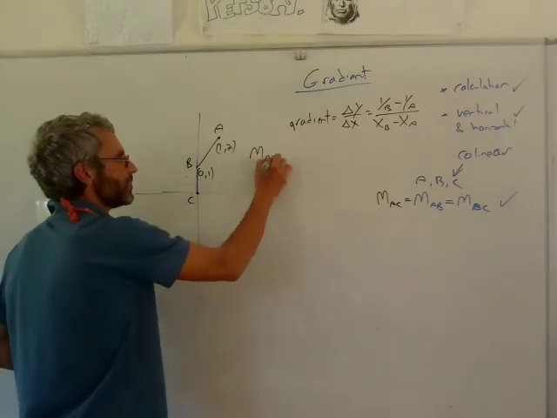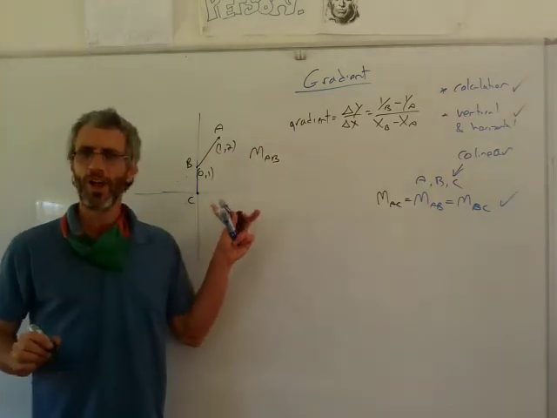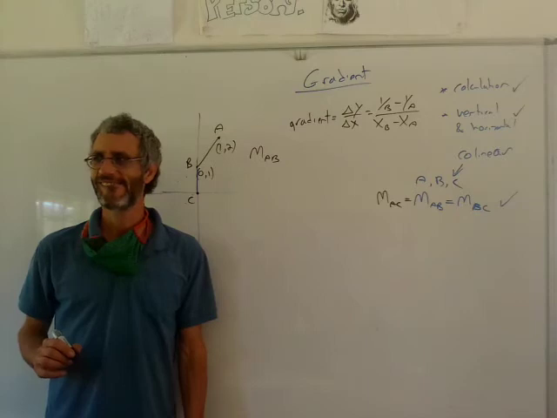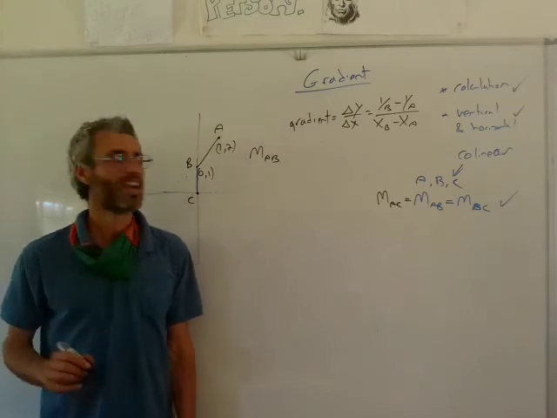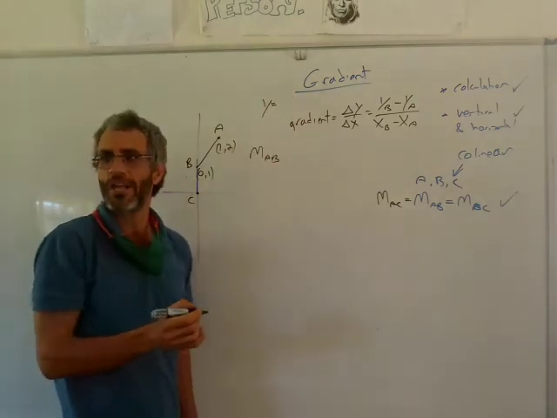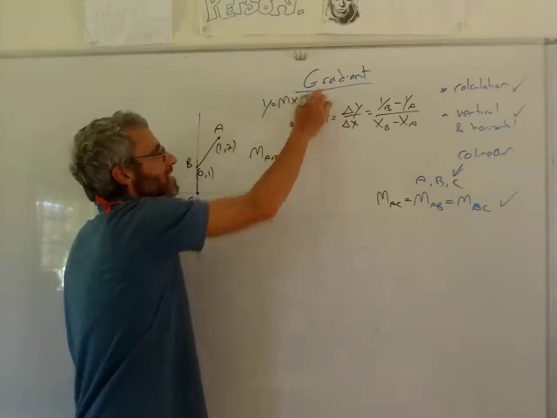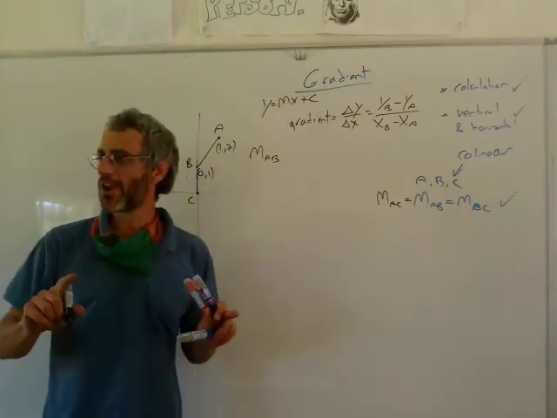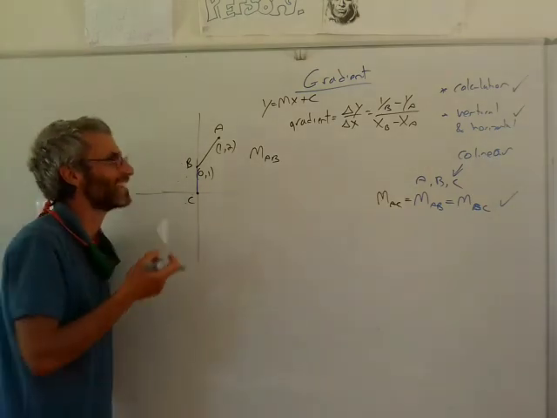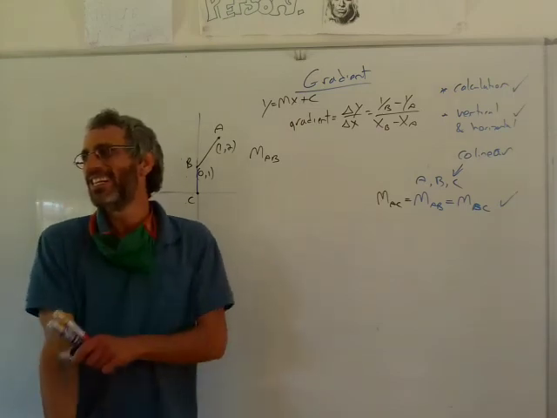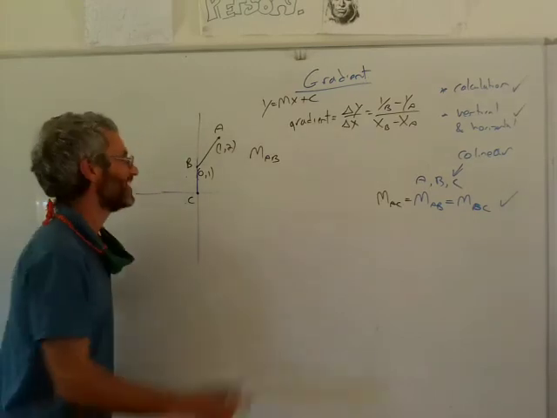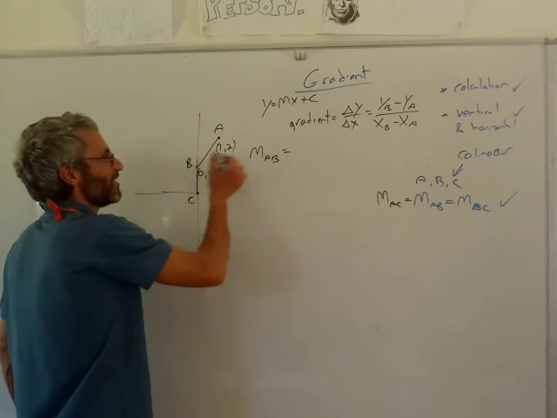So m AB. By the way, just pause here. Why am I using the letter m for gradient? Do you remember the equation of a line? y equals mx plus c. And what is the m? m is the gradient. So this is just why we use it. Yeah, we're going to get this too. Not this year.